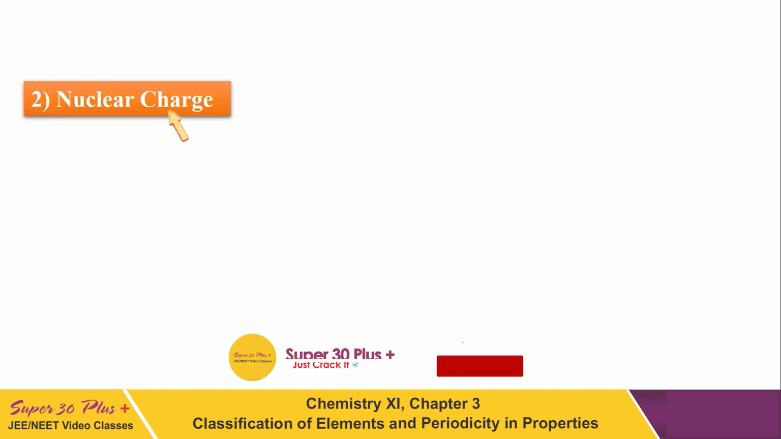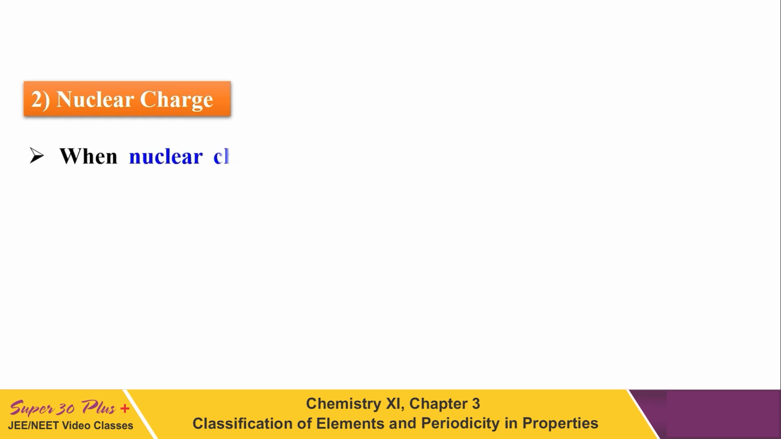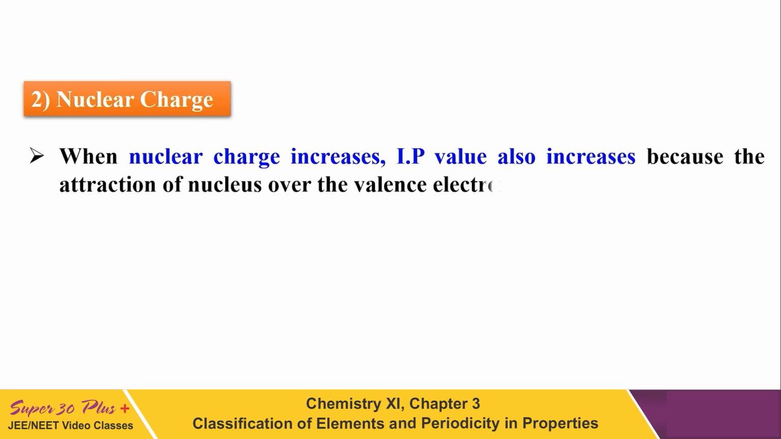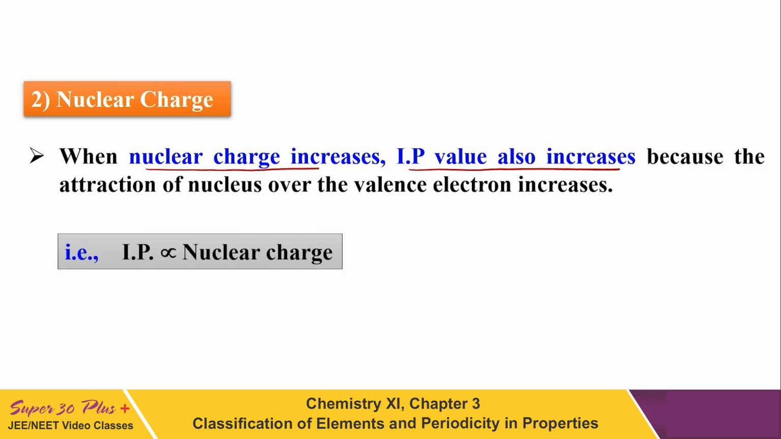Second is the nuclear charge. Before I proceed further, you tell me, what is nuclear charge? The positive charge which is present inside the nucleus, the center of the atom, is nuclear charge. More nuclear charge in the center, more will be the value of IP. So as the nuclear charge increases, IP value also increases. There is a directly proportional ratio.